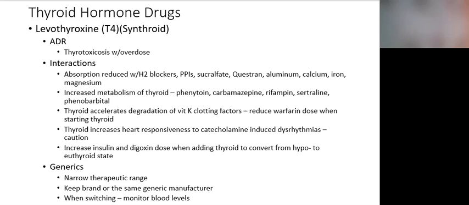Thyroid hormone will increase the metabolism of warfarin, so you need to increase monitoring when starting or stopping thyroid hormone. Thyroid hormone can also induce dysrhythmias due to increased responsiveness of cardiac tissue. Also, the doses of insulin and digoxin must be adjusted when converting a patient from a hypothyroid state to a euthyroid state because of the changes in metabolism.